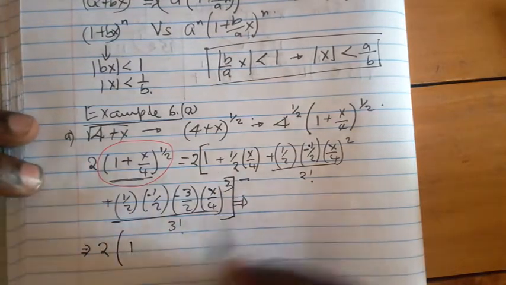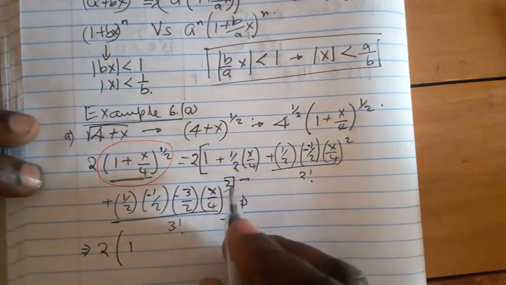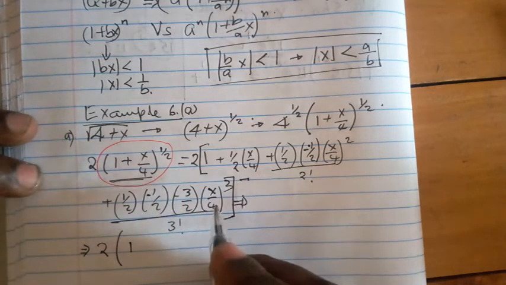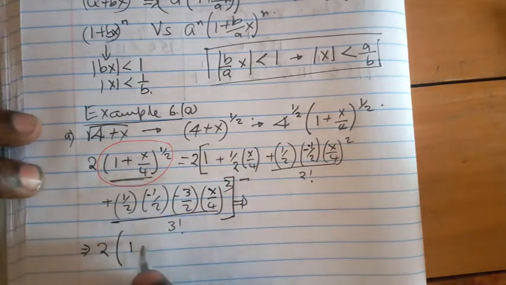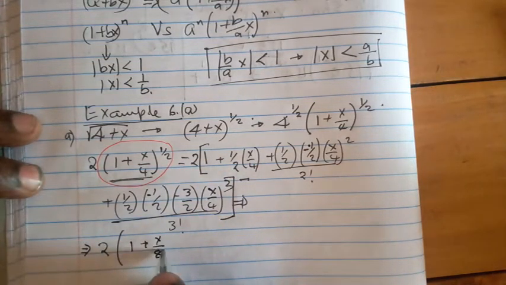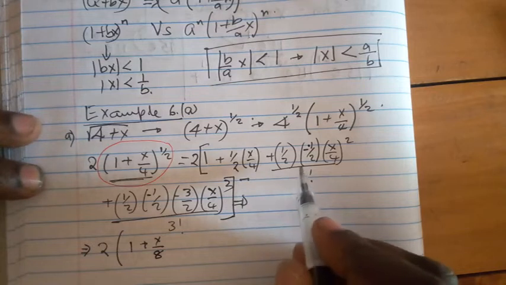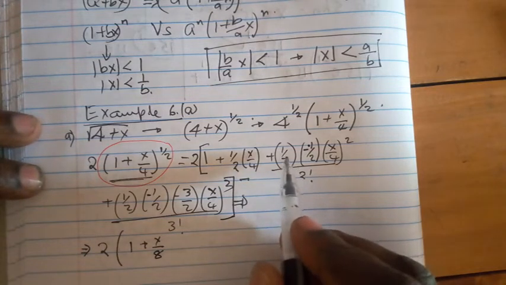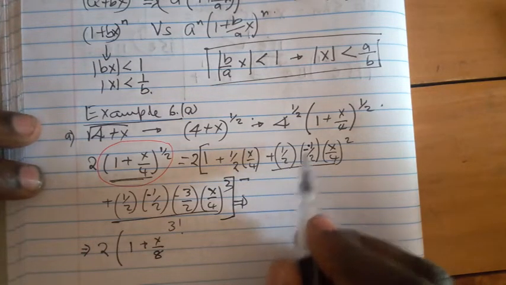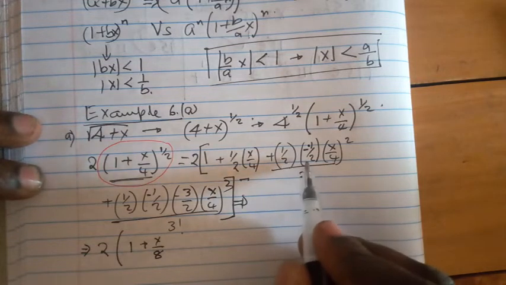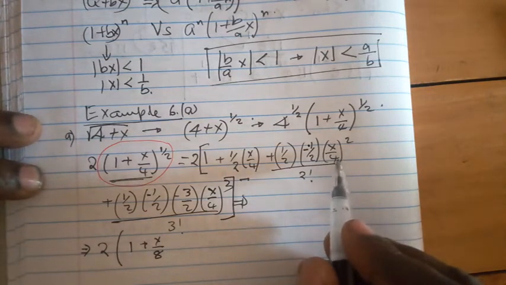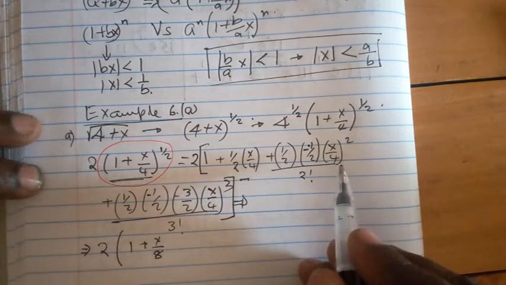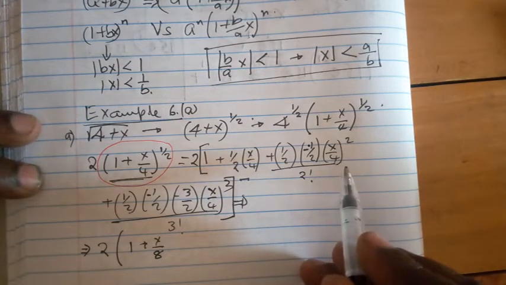We have 1, of course, plus x over 8 here. This is x over 8 plus x over 8. That is the second term. The third term: minus 1 over 4, because a half times minus a half is minus 1 over 4, times x squared over 16.